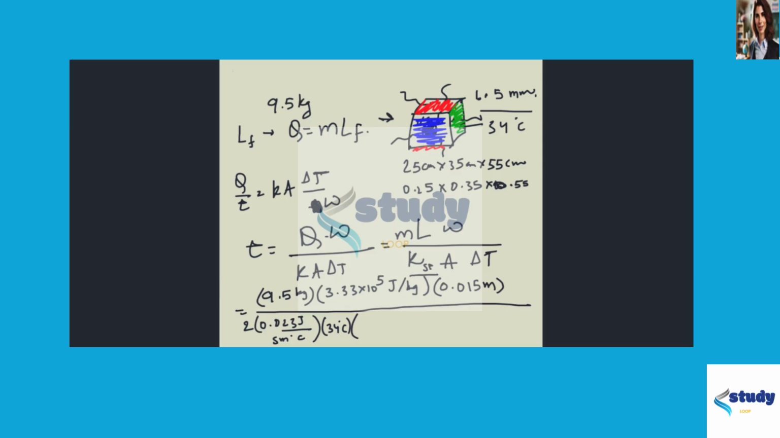So the area of the first surface would be 0.25 times 0.35, plus the second surface would be 0.35 times 0.55, plus the third surface would be 0.55 times 0.25, and this whole thing we multiply by 2.